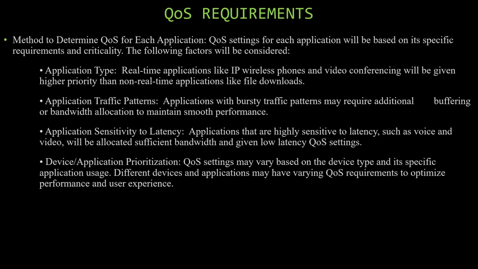Method to determine QoS for each application. QoS settings for each application will be based on specific requirements. The following factors will be considered. Real-time applications like IP wireless phones and video conferencing will be given higher priority than non-real-time applications like file downloads. Applications with bursty traffic patterns may require additional buffering or bandwidth allocated to maintain smooth performance.